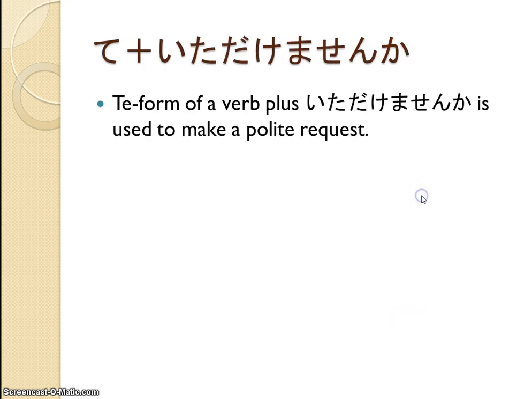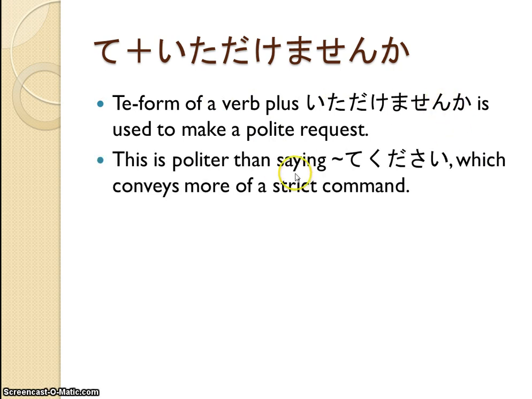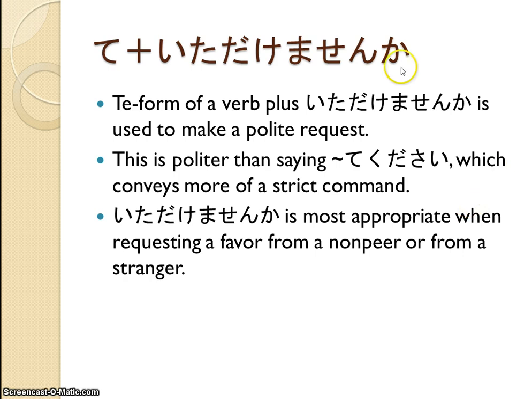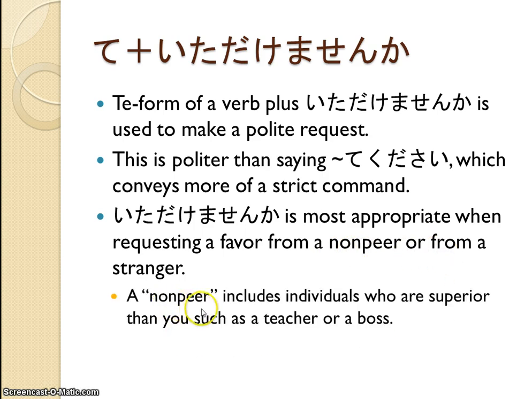Okay, te itadakimasen ka. Let's do the first one. This is the te form of the verb plus itadakimasen ka, and it's used to make a very polite request. This is usually politer than saying te kudasai, which conveys the sense of almost a command. So you don't want to say that to someone who is a superior of you. So itadakimasen is most appropriate when you're asking a favor from a non-peer or from a stranger. Non-peer can mean anyone who could be superior to you, such as a teacher or a boss.